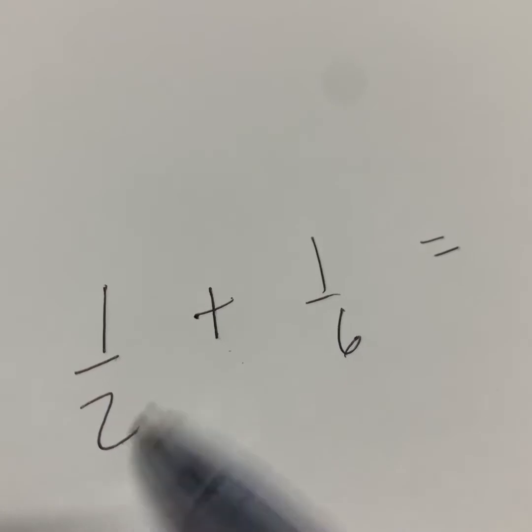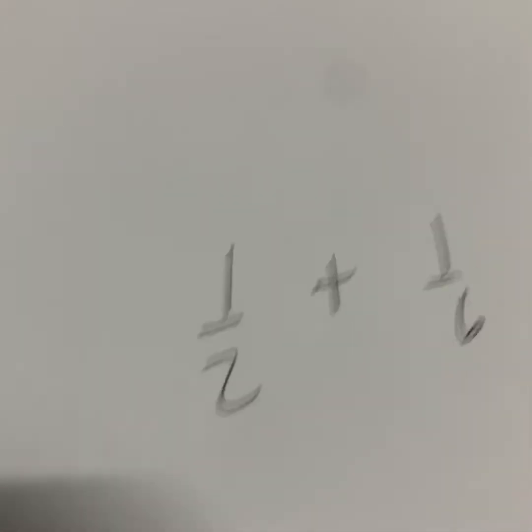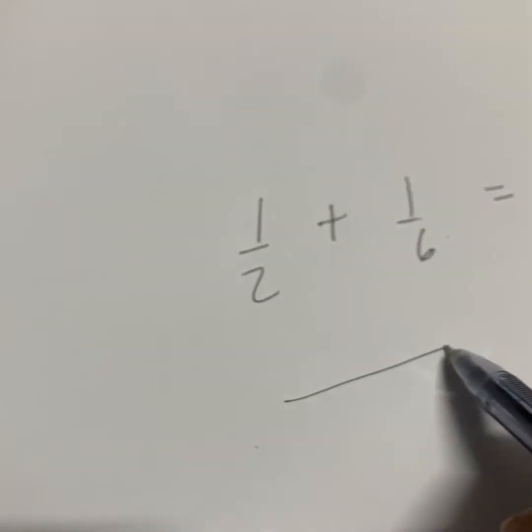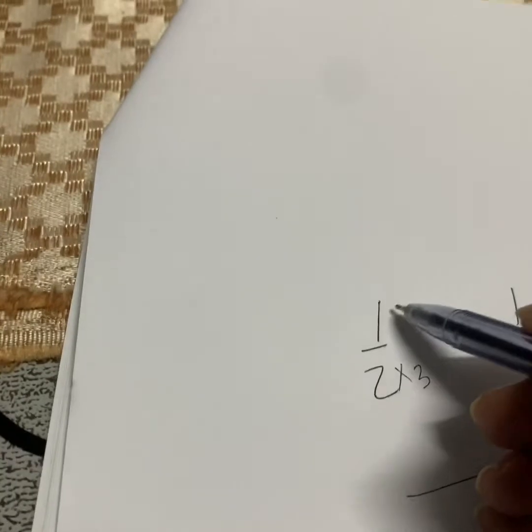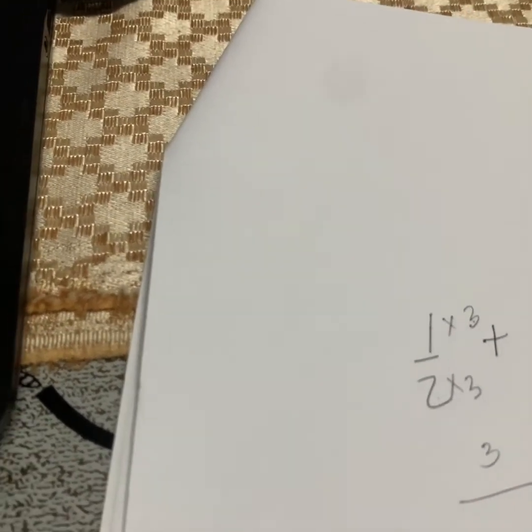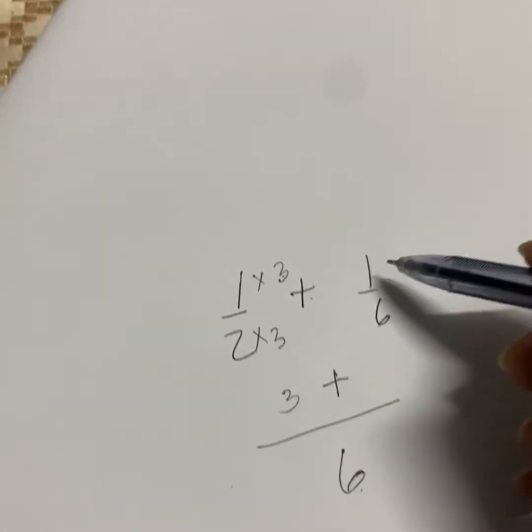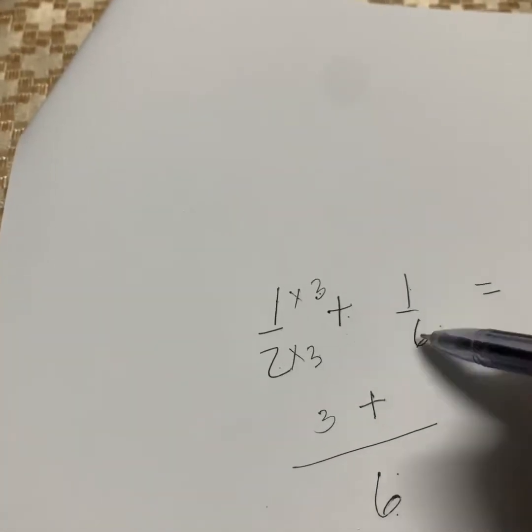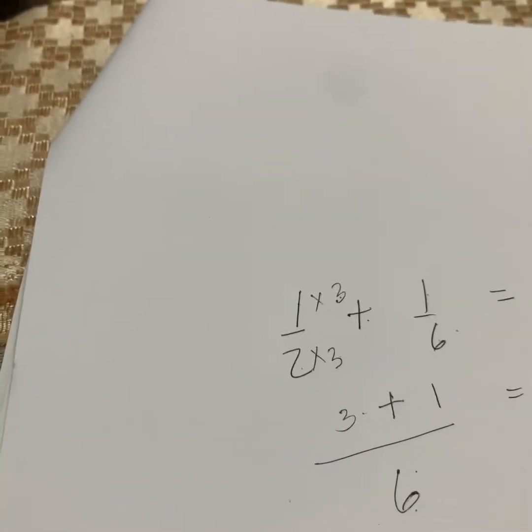Can you see 2 and 6 are not common, so we have to get a common denominator. So the common denominator here, we can say, is 6. We multiply this by 3, and this by 3, so 1 times 3 is 3, 2 times 3 is 6. You bring the plus down here, and the 1 stays with 6 remaining, so we have 3 plus 1 is 4 over 6.